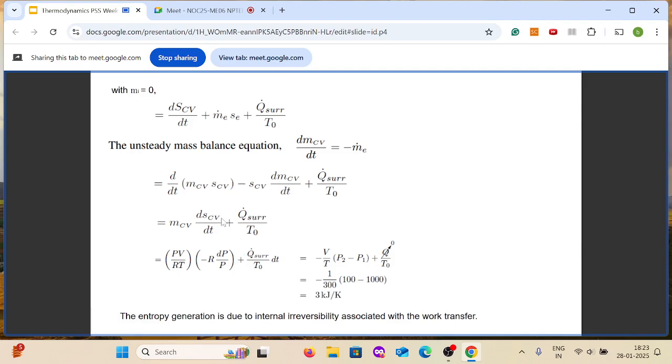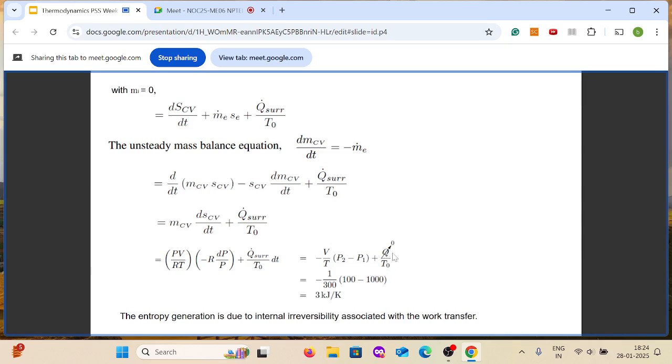So from the TdS relation you can estimate the change in entropy. TdS is dH minus VdP. So dH is now 0 because the change in temperature is 0. So TdS is minus V dP. Substituting the ideal gas equation, we get this expression. So this will turn out to be minus V by T, P2 minus P1, plus Q by T naught.